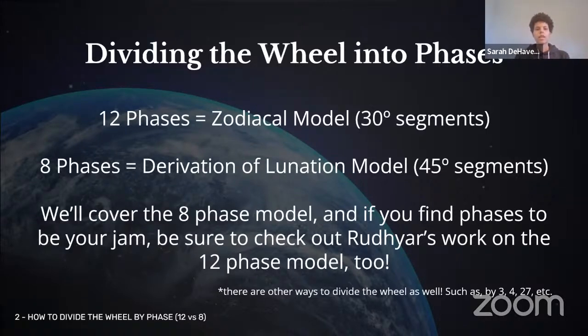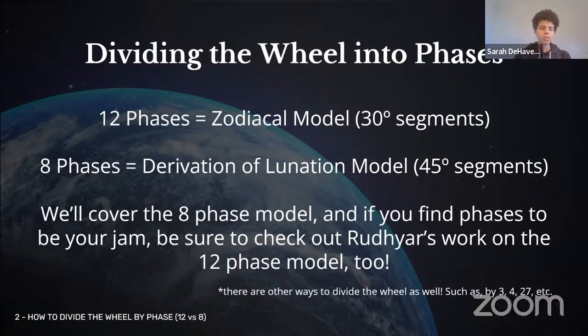So yeah, dividing the wheel into phases. There's many ways you can do this. We're going to be using the 8-phase model today, which is a derivation of the lunation cycle model. So we're going to divide the wheel into 45-degree segments. That's 8 phases, but you can do it by 12 phases, which is 30-degree segments. That's Dane Rudhyar's approach. He has a book called Astrological Aspects: A Process-Oriented Approach that goes into planetary phases using 12 phases, literally the zodiacal model, we could say.